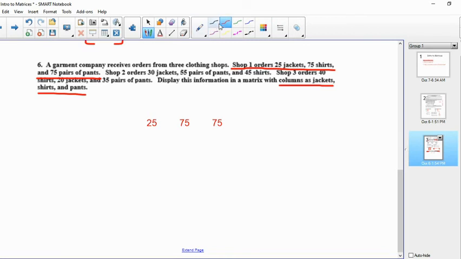Now pay attention to the order because now it's going to get a little tricky. Shop 2 is right here. Orders 30 jackets, 55 pairs of pants, and 45 shirts. But remember, the order that you go in are jackets first, shirts next, pants last.